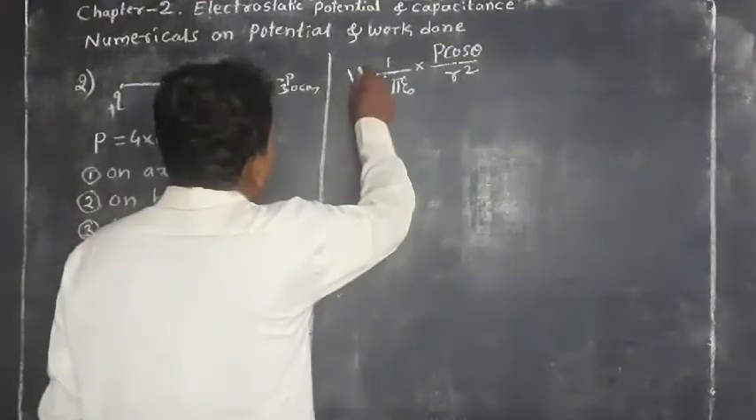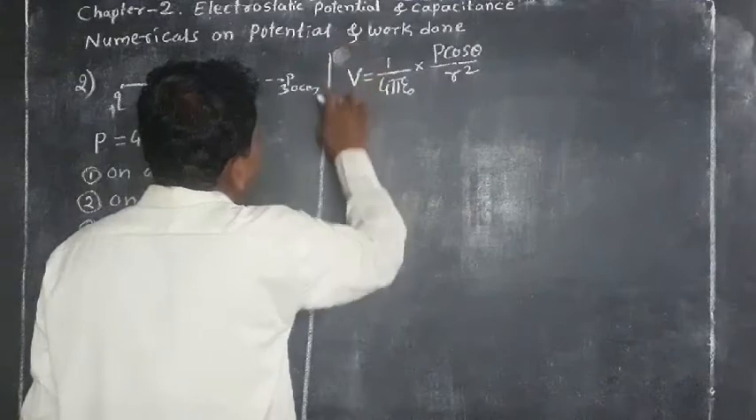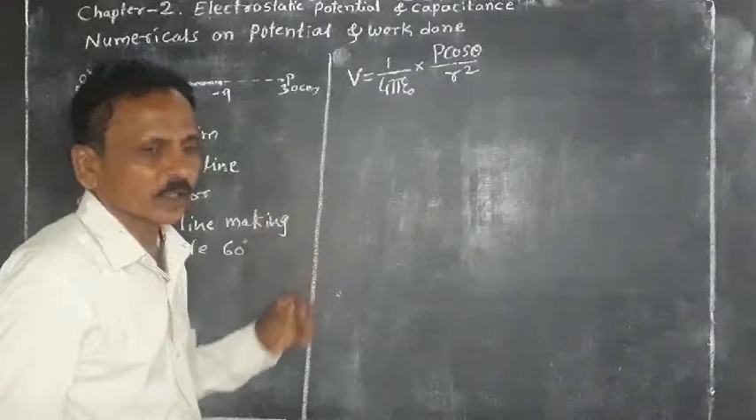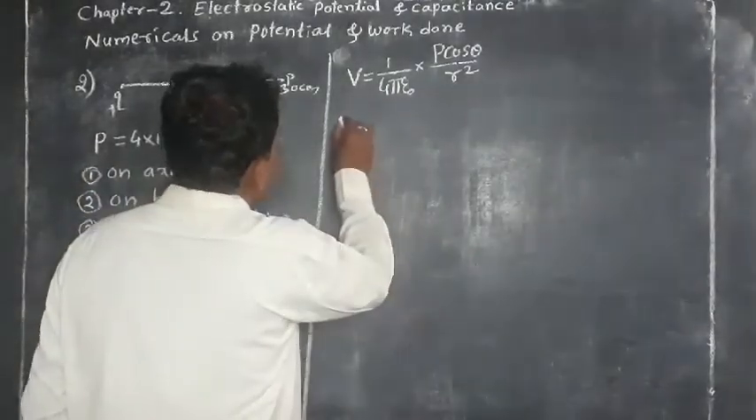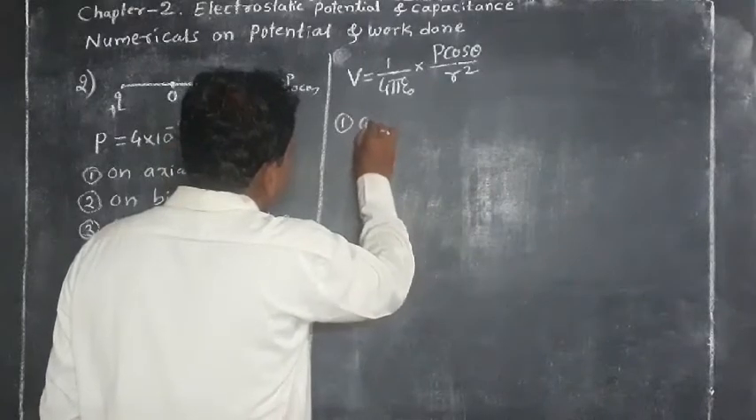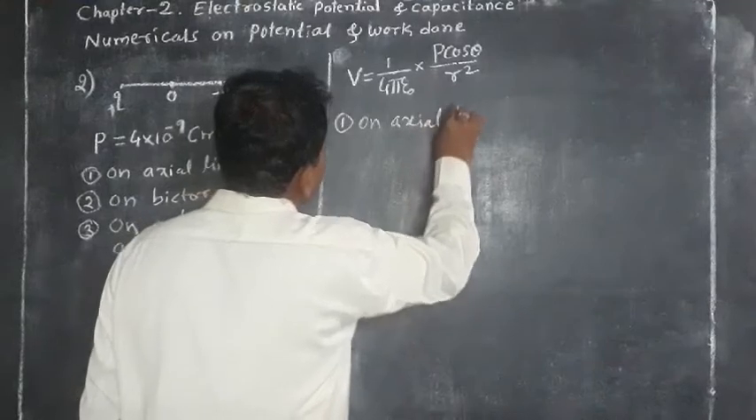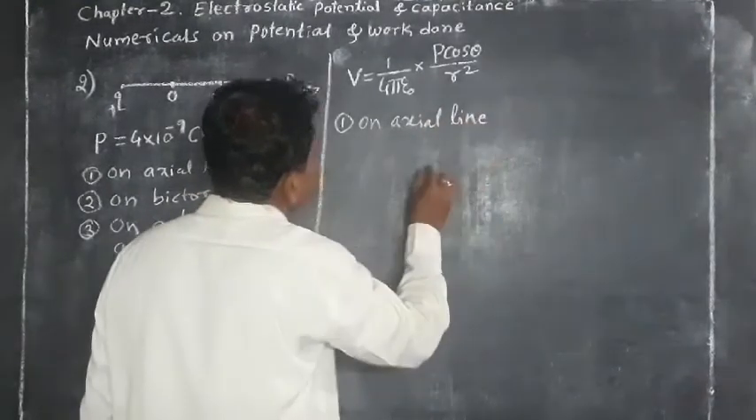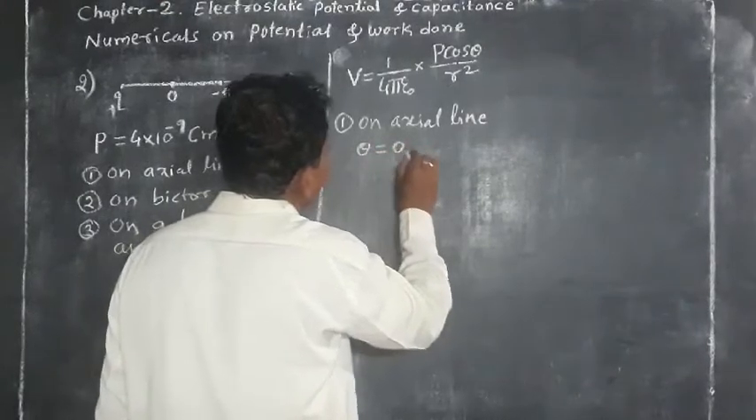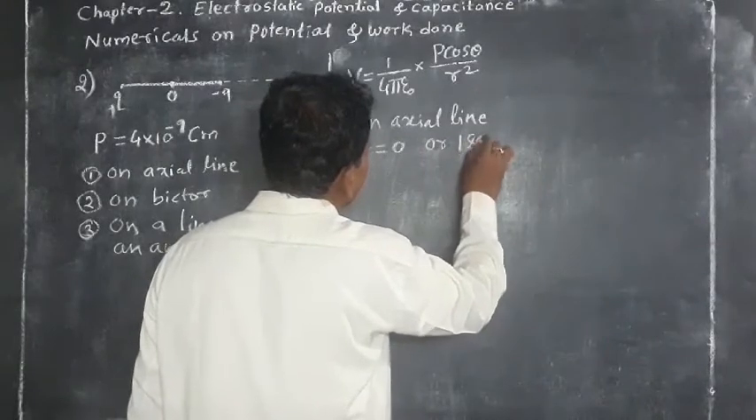Therefore, number 1. This is the general formula for potential due to a dipole. Number 1, on the axial line, theta is equal to 0 or 180 degree.